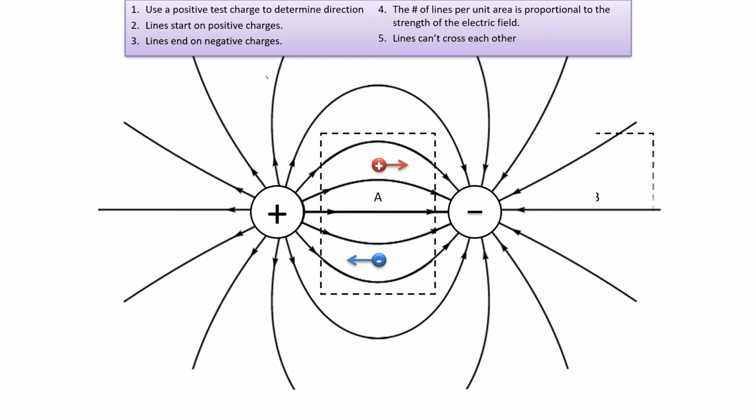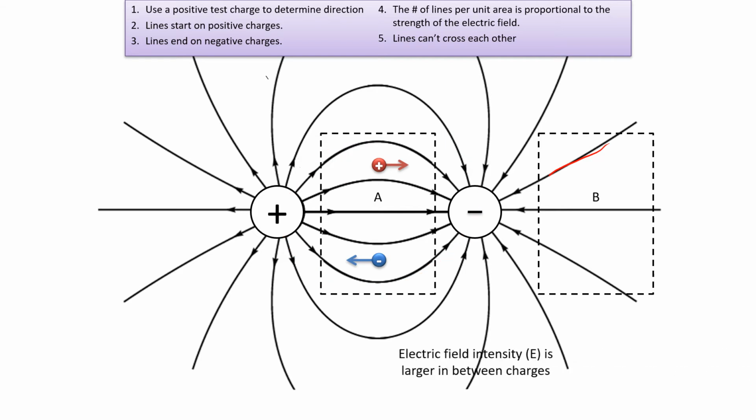All right, now let's do the unit area thing. Look at all those lines there, as opposed to over here. Same area, lines per unit area. Let's see, we have 1, 2, 3, 4, 5 lines. This only has 3. So what can we say? The field is strongest between the poles. When you have a situation like this, the electric field intensity is larger in between the charges.